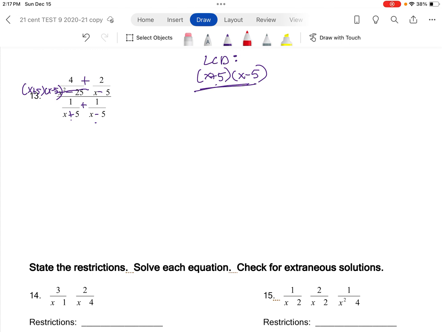I'm going to take a moment and write that in every numerator. And the reason I'm doing this is so that I can eliminate denominators.